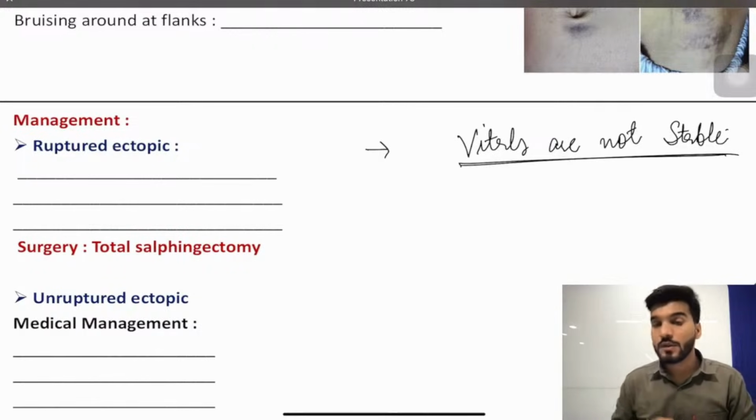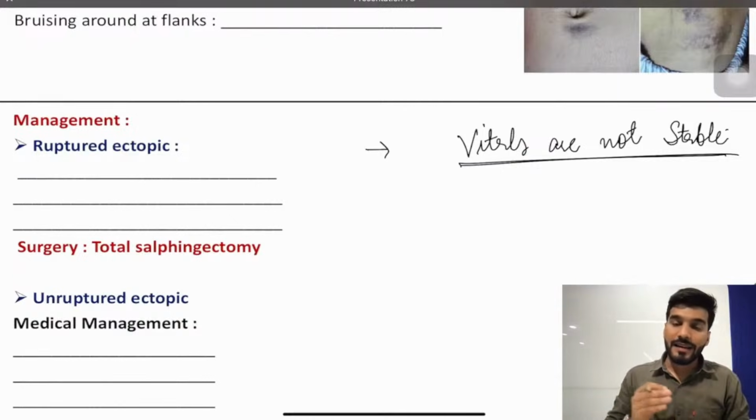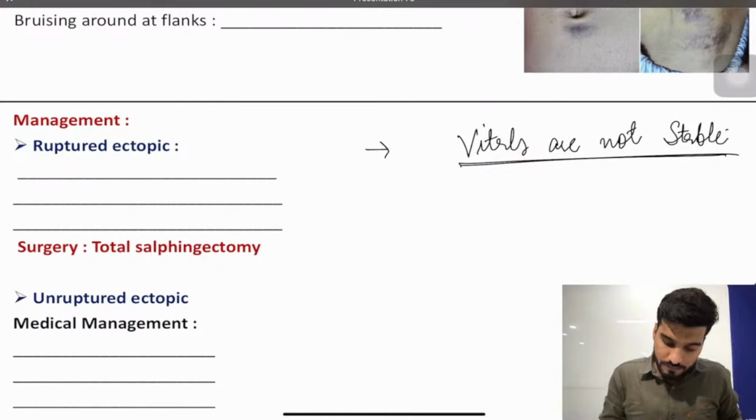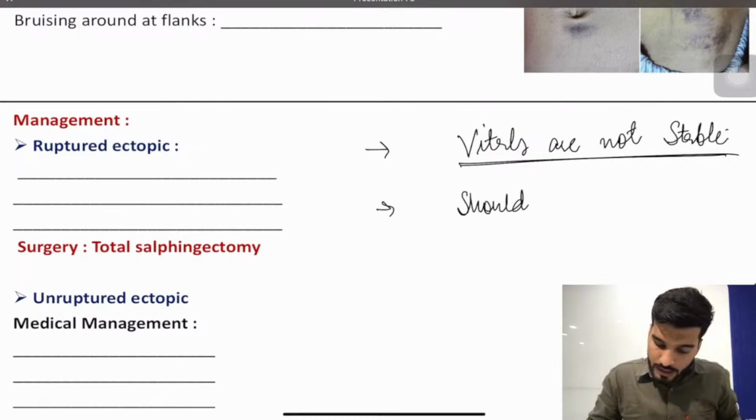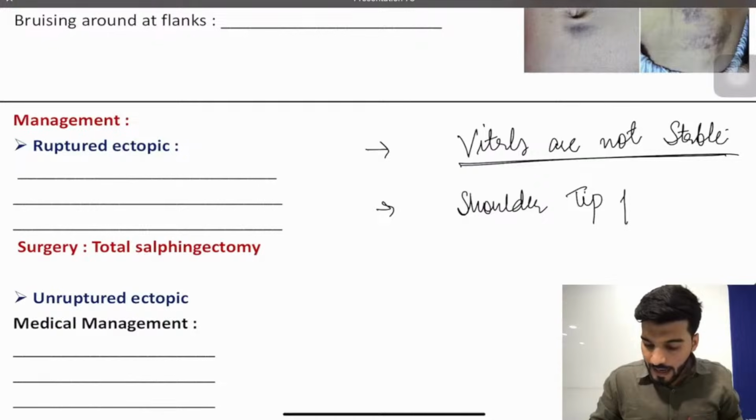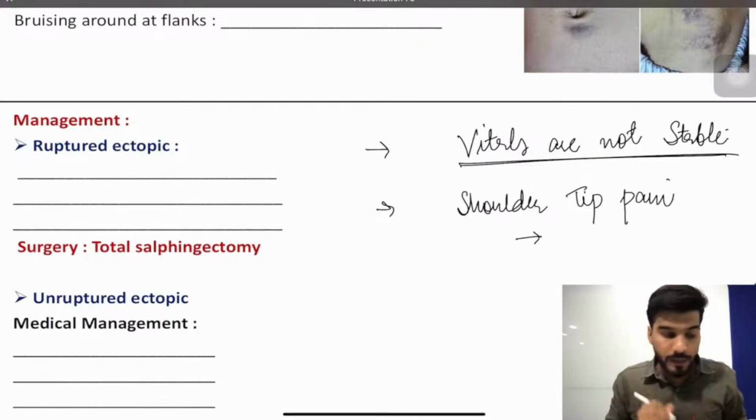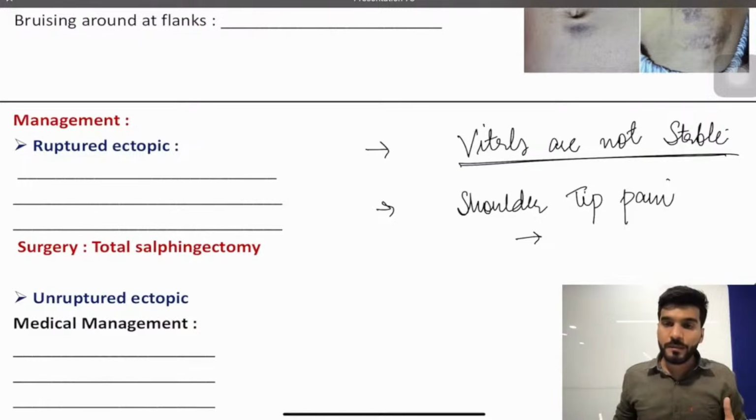The second thing is, due to the increased blood loss and hypovolemia, there is irritation of the diaphragm due to the hemoperitoneum, and that irritation causes referred pain in the shoulder. Can anyone tell me the name of the sign? We have shoulder tip pain, a referred pain due to the hemoperitoneum, the blood accumulated there, or due to diaphragmatic irritation.